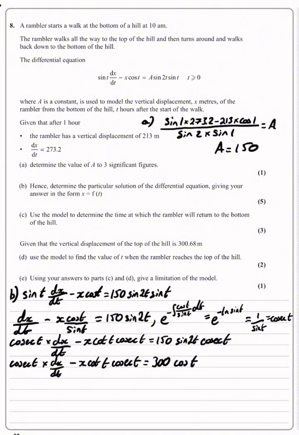Then, recognizing the left-hand side is the outcome of the product rule of differentiating x cosec t with respect to t, we can integrate both sides. 300 cos t goes to 300 sine t plus c. It tells us in the question that when x is 213, t is 1. So we can substitute that in to calculate our constant of integration. Subtract 300 sine 1 from both sides. C is 0.687.